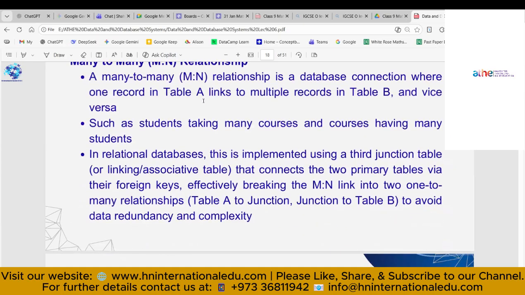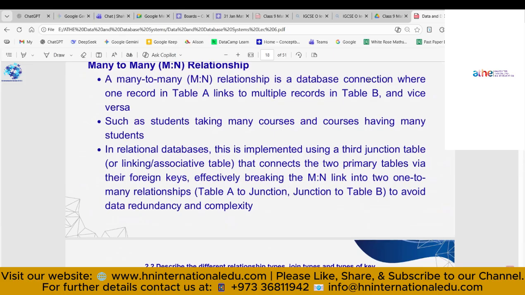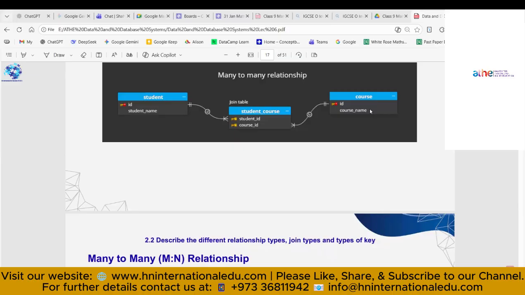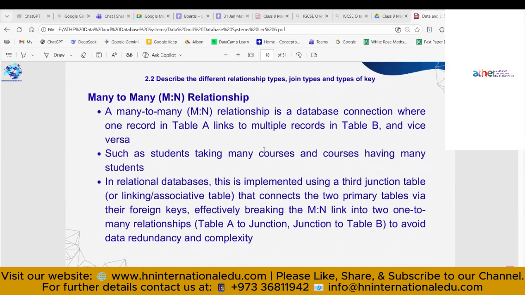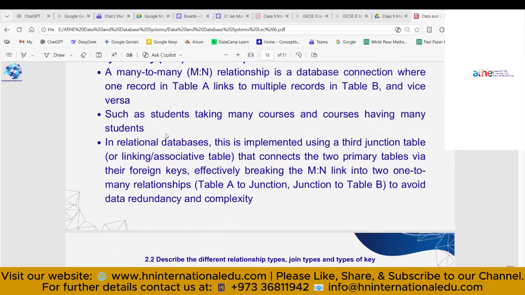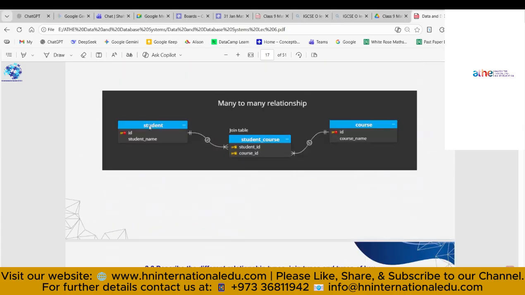So a many-to-many relationship is a database connection where one record in table A links to multiple records in table B, like how many students can have many courses. In the case of a university, for example, when a student enrolls in a semester, someone has six courses, someone has seven courses, like that. So students take many courses and courses have many students, and in relational databases this is implemented using a third junction table.